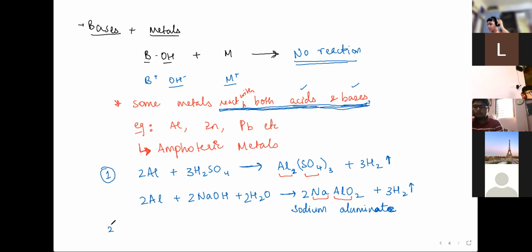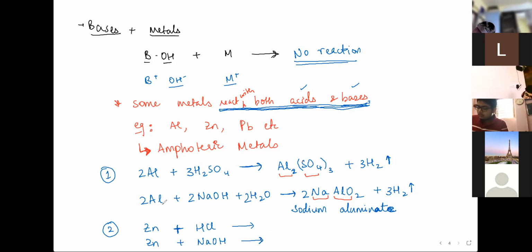Similarly, figure out the reactions with zinc also. So you have zinc plus HCl. Are you guys able to see at the bottom? Is it visible? Otherwise, I'll write it in the next line. Yes, ma'am, it's visible. This is the metal plus acid reaction. And zinc plus base, let's take NaOH.